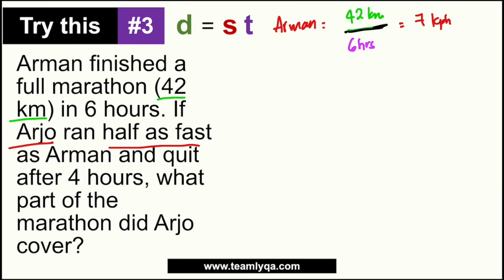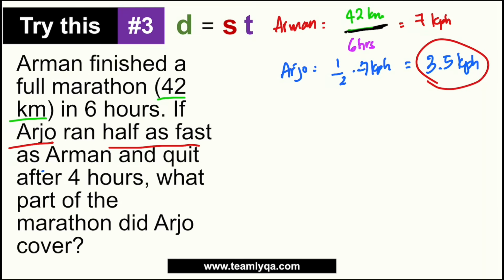So, sobrang bilis niya, no? So, etong speed na ngayon na ito, ang magiging basihan natin nung speed ni Arjo. Ang sabi, ang speed daw ni Arjo ay half, half as fast nung kay Arman. So, 1/2 nung 7 kilometers per hour. And that would give us 3.5 kph. Ito na ngayon ang speed na kailangan natin for the problem.